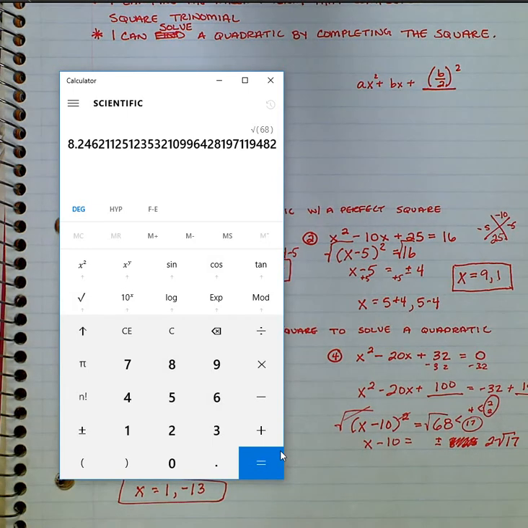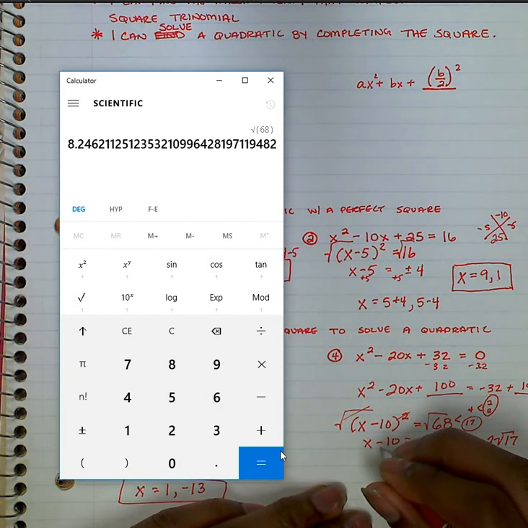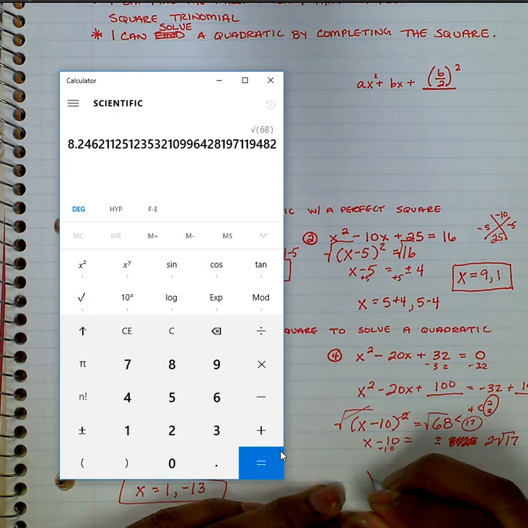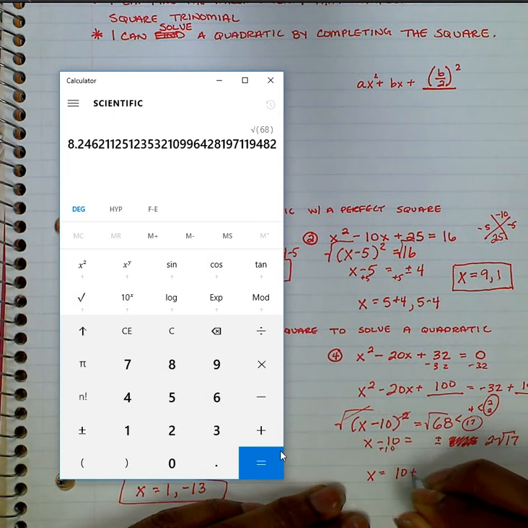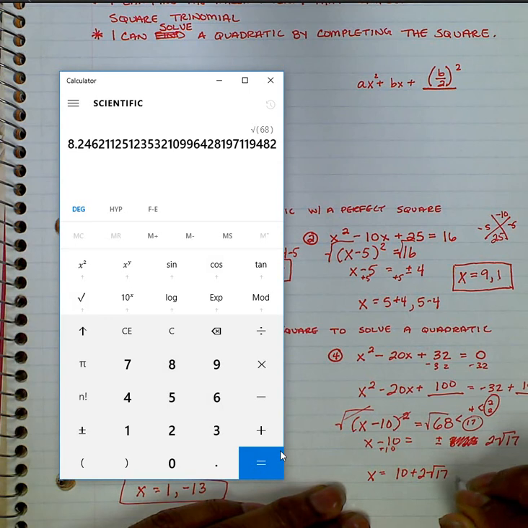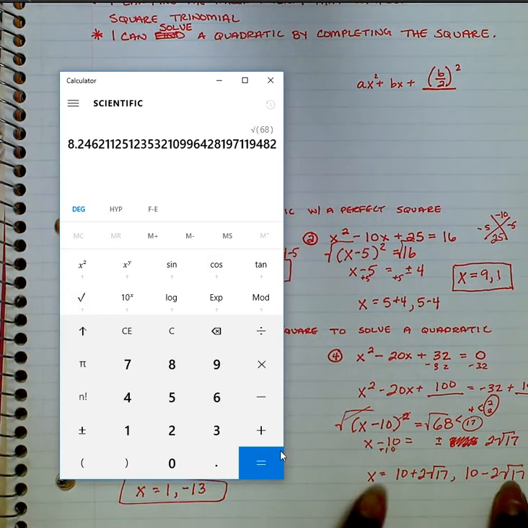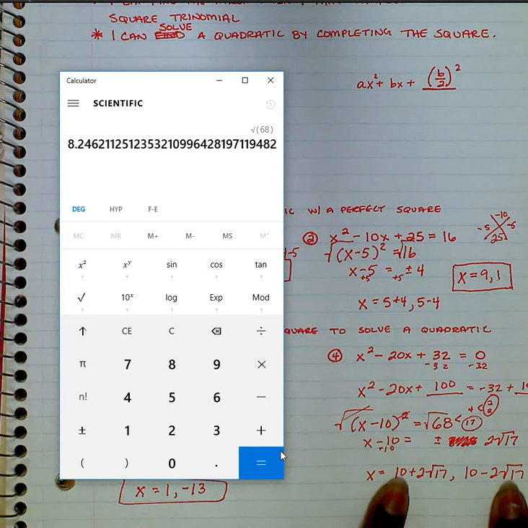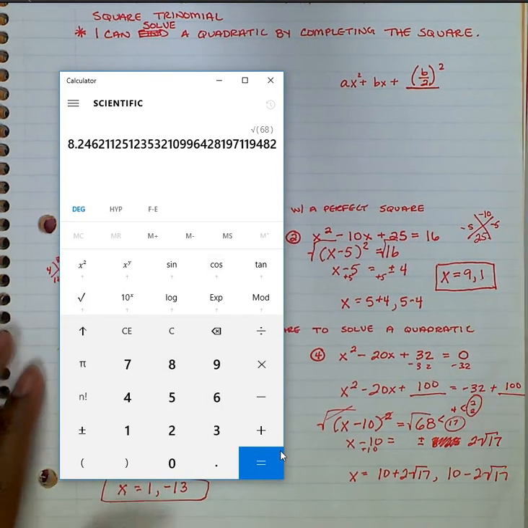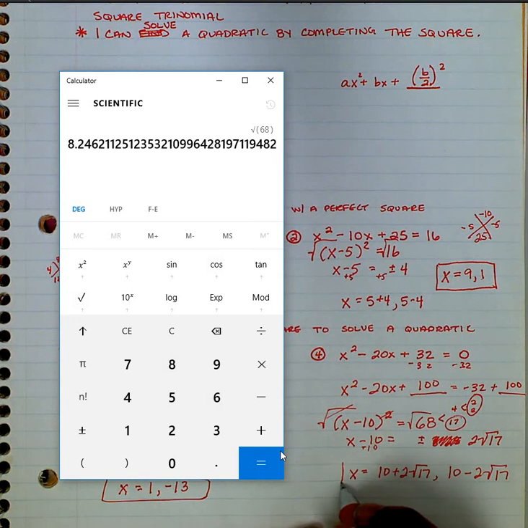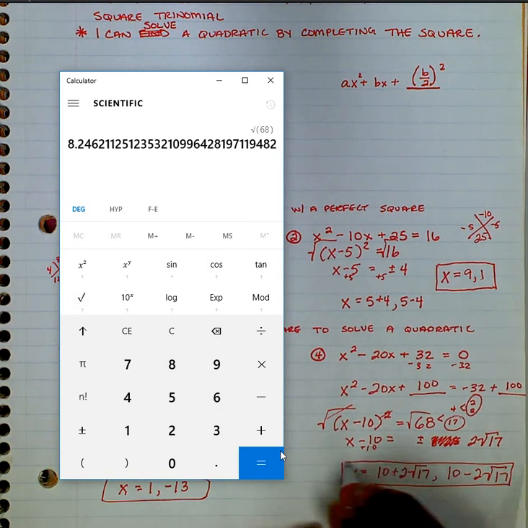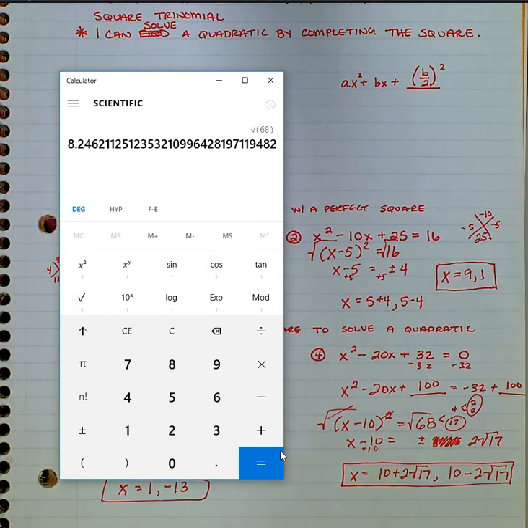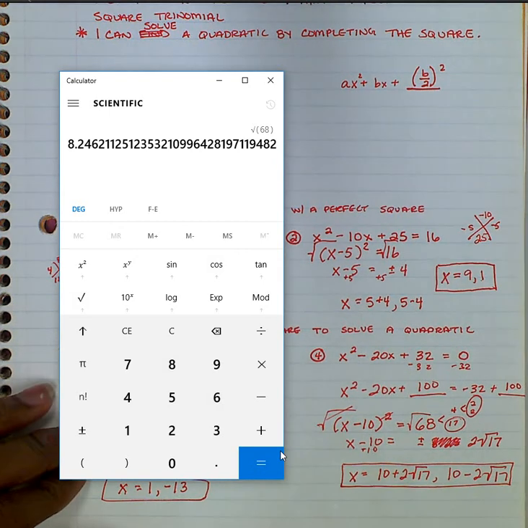Alright, so I have x minus 10 equals plus or minus 2 radical 17. But I don't care what x minus 10 is. I want to know what x is. So I'm going to add 10 to both sides. So x equals 10 plus 2 radical 17, and 10 minus 2 radical 17. Okay, remember from our radical chapter that we can't simplify this any further because they're not like terms. They don't have the same radicals. So here's our final answer. Not pretty, but we know exactly what it is. Alright.